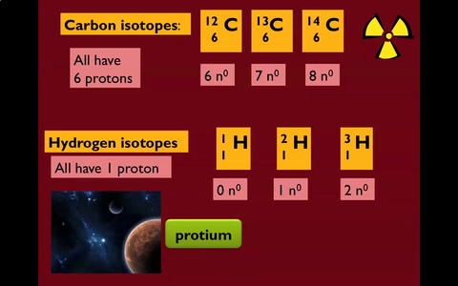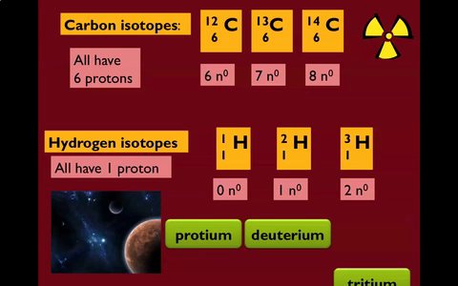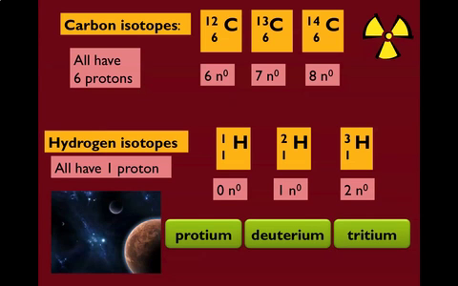Okay, so this first one is called protium. The next one is called deuterium. And the last one is called tritium. You can use that to remember, if you look at the mass numbers here, protium would mean 1 proton. Deuterium, deu means 2, so you have mass number 2, and tritium, tri, means 3.